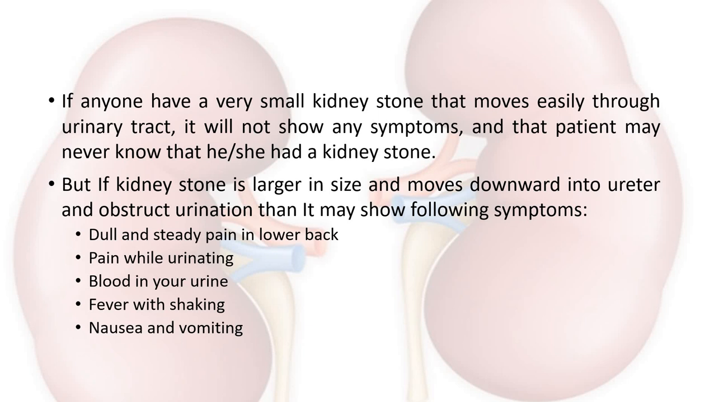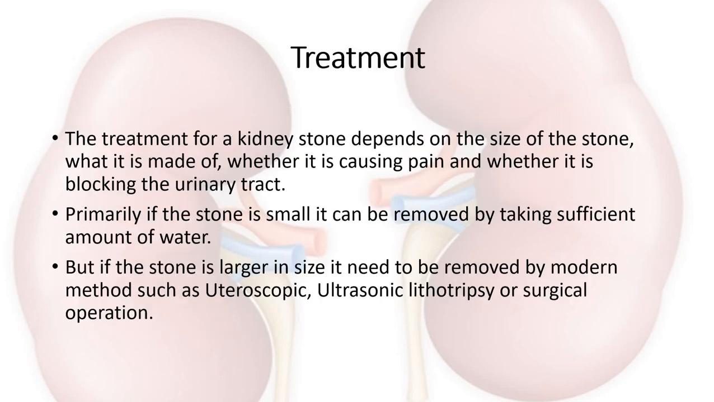But if the size of the kidney stone gets larger and it moves downward into the ureter, it can obstruct the urination pathway, and it will show different types of symptoms or pains, like dull and steady pain in the lower back, pain while urinating, then blood in your urine, and then fever with shaking, nausea and vomiting.